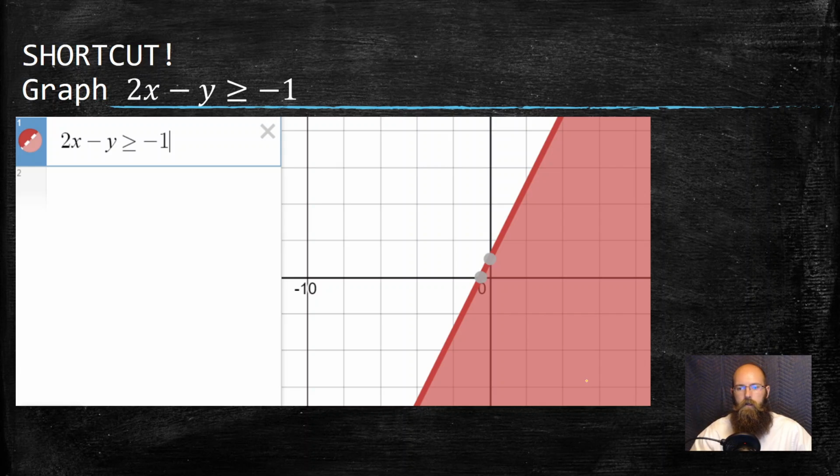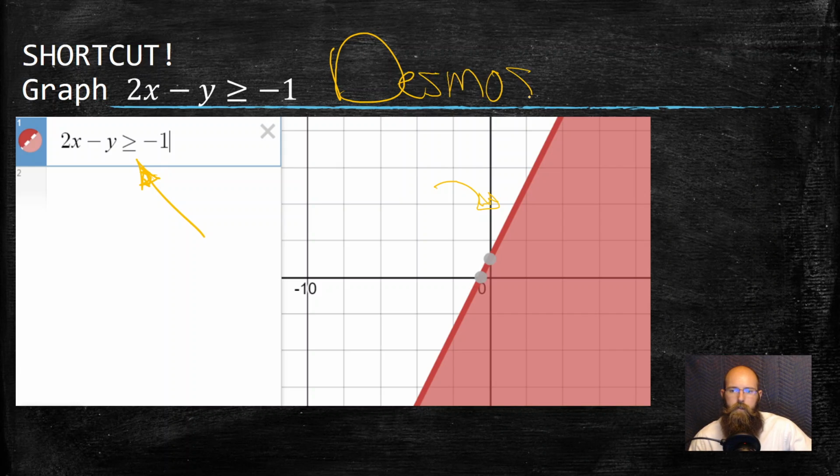Shortcut time. See this? I literally typed it in exactly as they gave it to me into the Desmos online graphing calculator. And since it says greater than or equal to there, because of the equal to, it gave me a solid line. If I didn't have that equal to, it would give me a dashed line there. It's awesome. And then it even shades it for me in the right spot, which is so cool. Use Desmos. Hopefully by now you've picked up on that pattern, but Desmos, or any other graphing tool if you have access to one, is incredibly helpful.